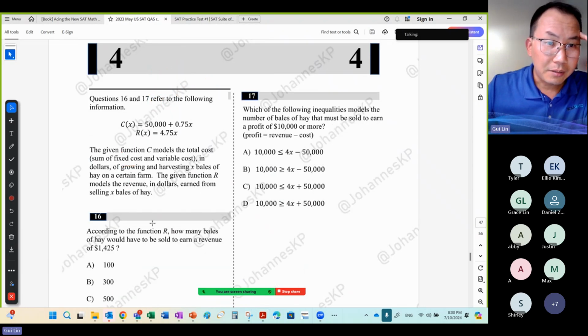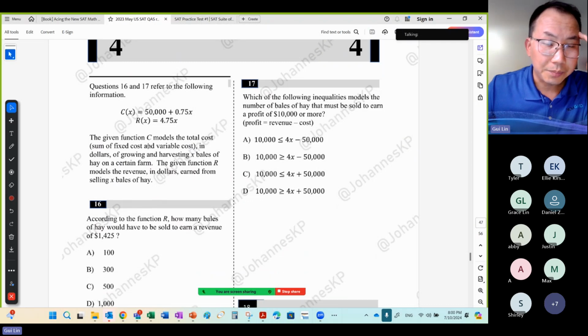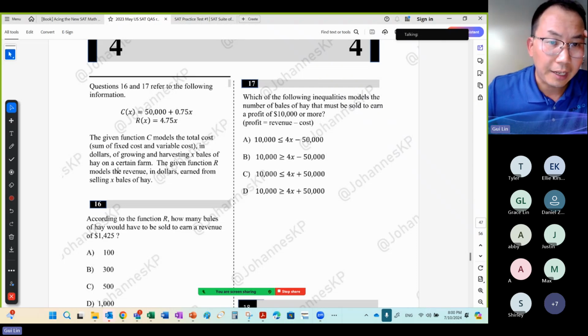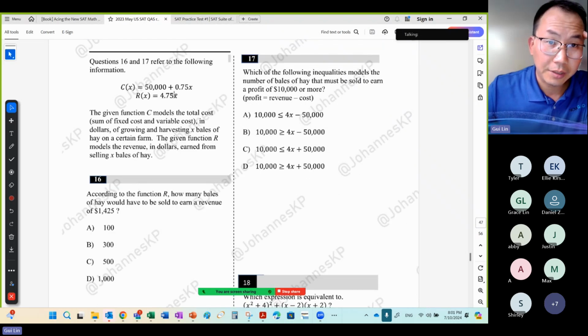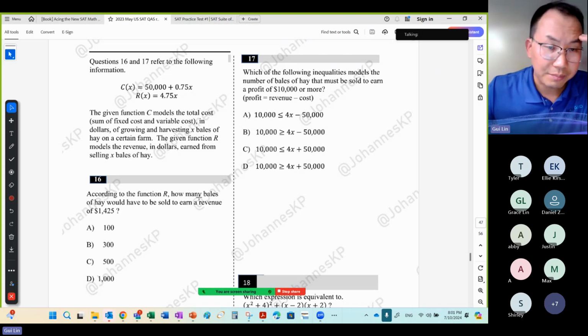All right, number 16 and 17. These two are actually two linear lines. One of them is just like a linear line system, right? A given function C models the total cost, the sum of fixed cost and variable cost in dollars, of growing and harvesting x barrels of hay on a certain farm. A given R models the revenue in dollars earned from selling x barrels of hay. So it looks like two linear functions. This one is the cost. This one is the revenue. So try to get a balance.